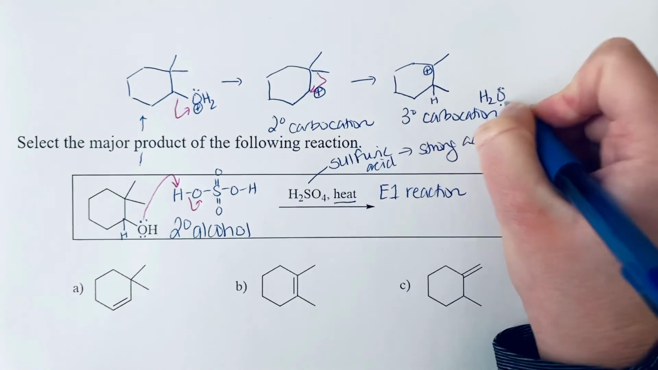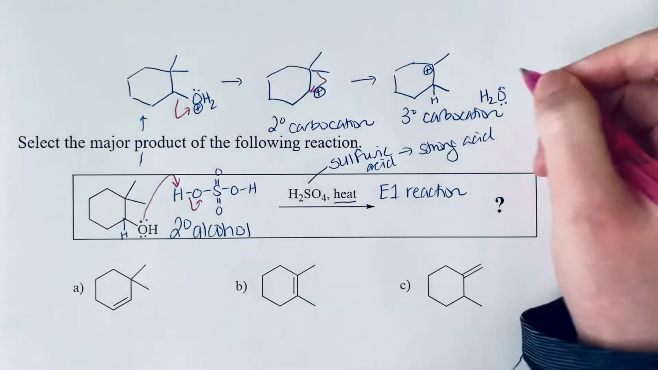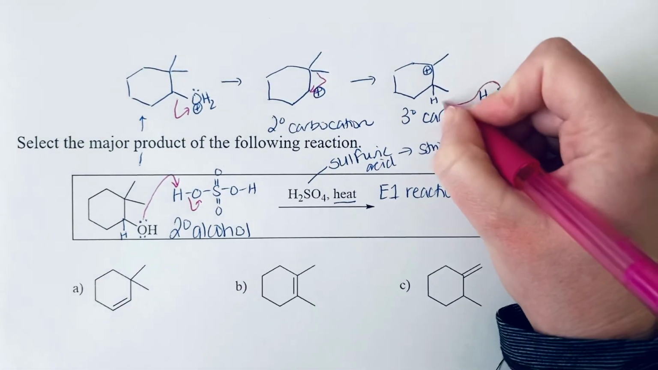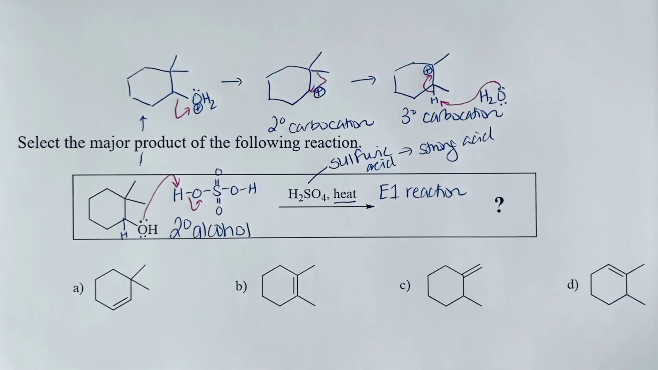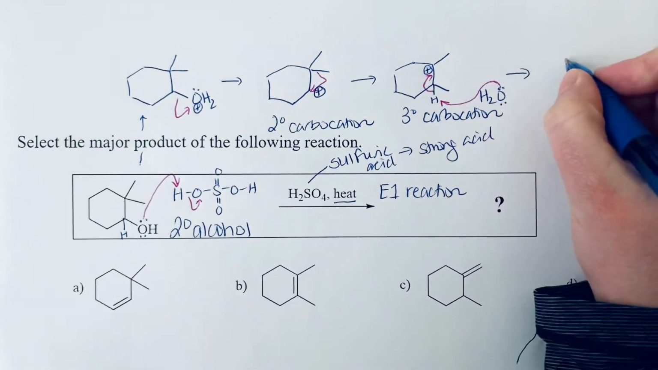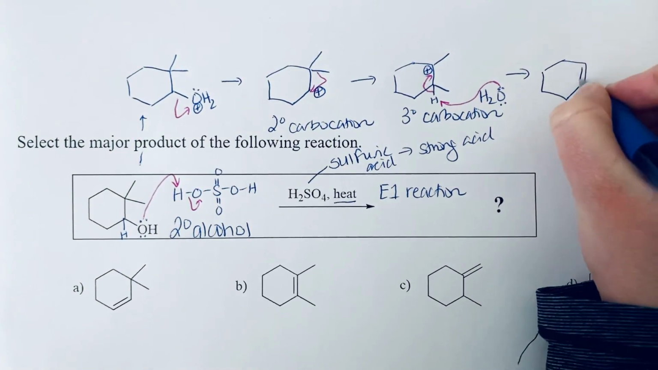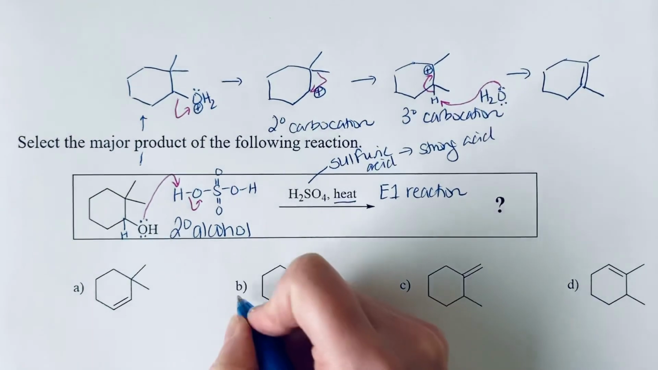So with an E1 reaction, you're always going to form the most stable alkene product that you can, and so in this case, it will be this tetrasubstituted alkene, which is option B.